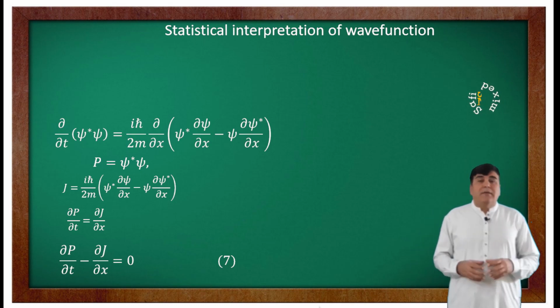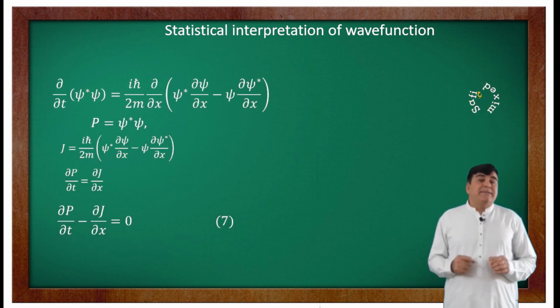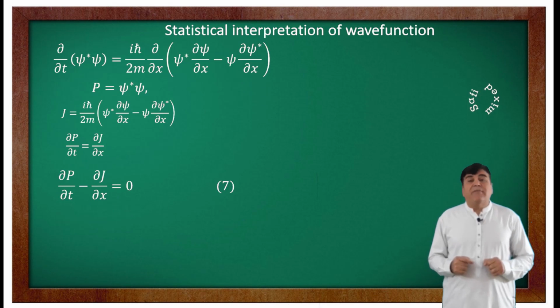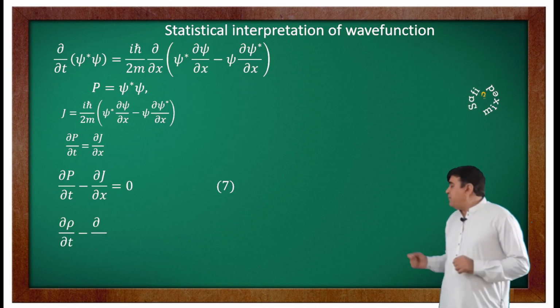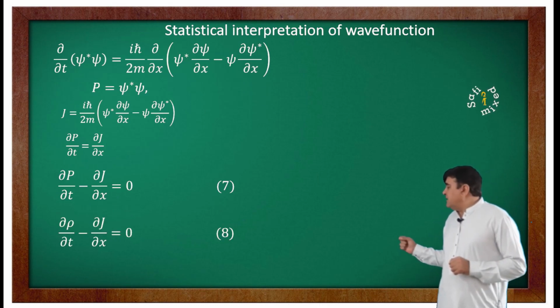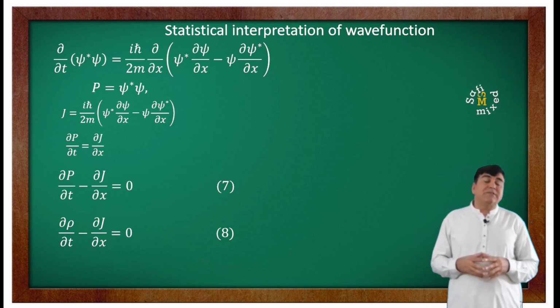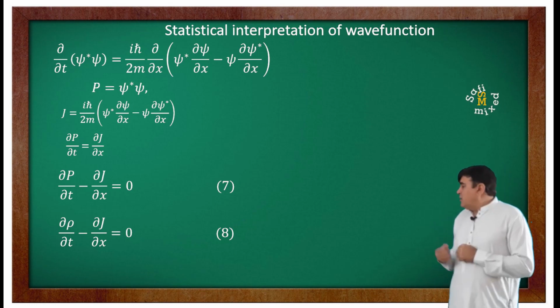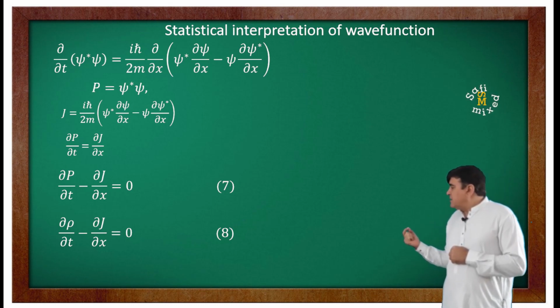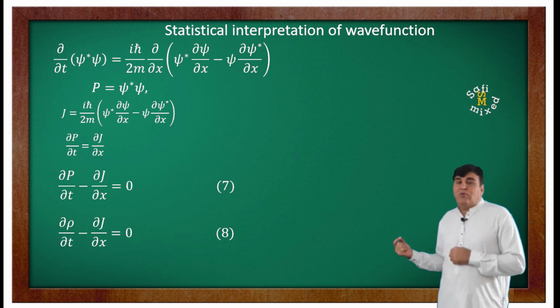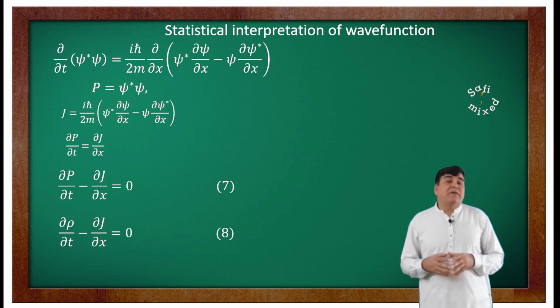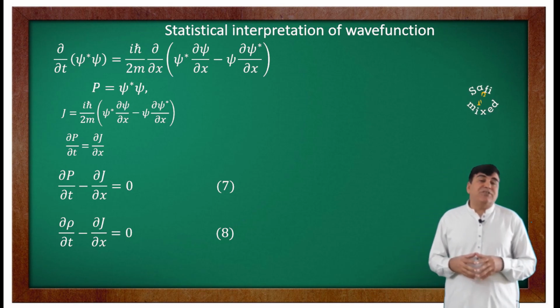This equation is identical to the continuity equation of fluid dynamics, given by partial rho over partial t plus partial J over partial x equals 0, where rho represents the number of particles per unit volume and J the current density of fluid.